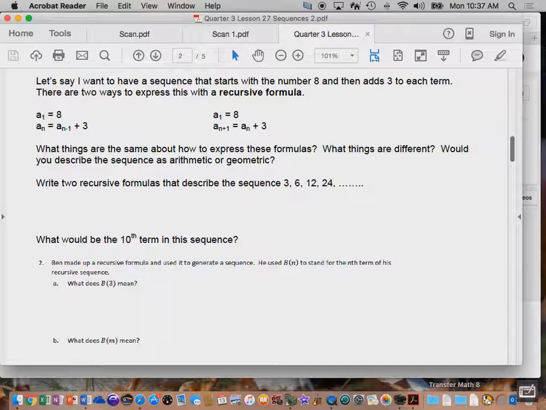Okay, so, I like recursively defined sequences.